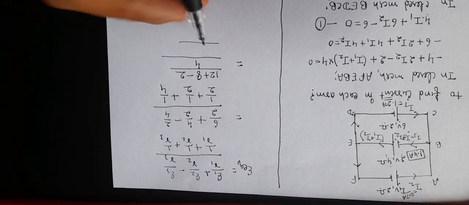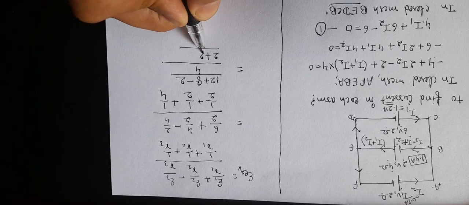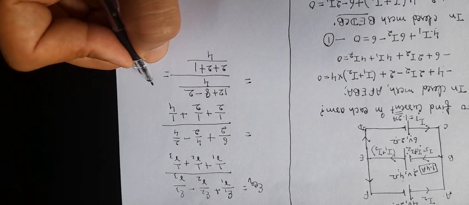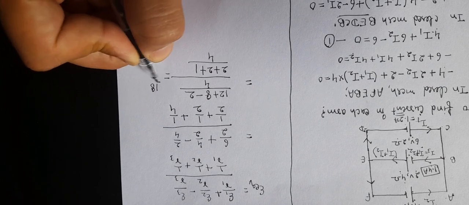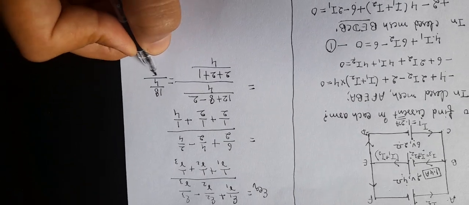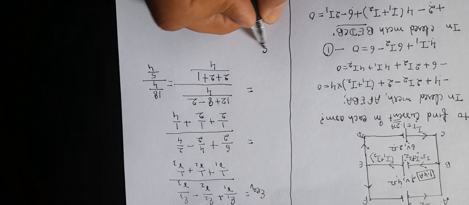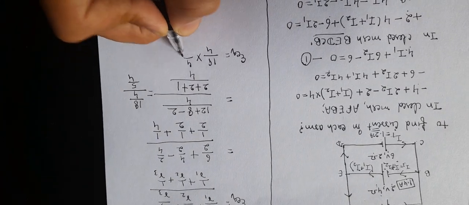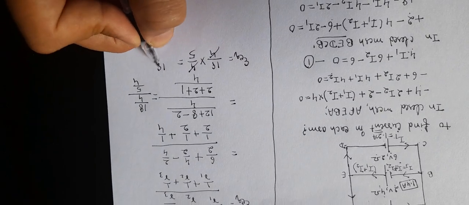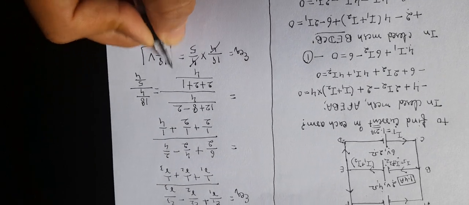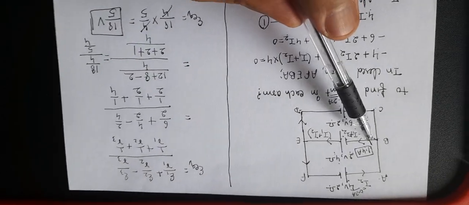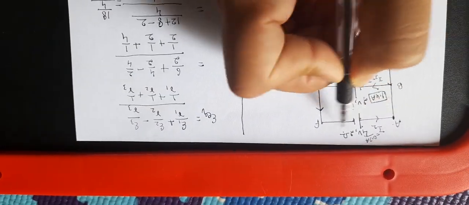So this turns out to be 2 plus 2 plus 1, and this turns out to be 12 plus 8, 20 minus 2 is 18 upon 4, entire divided by 5 upon 4. So epsilon equivalent turns out to be 18 upon 4 into 4 upon 5. So this turns out to be 18 upon 5 volt, which is the potential across each in the parallel combination. Either we are talking about this one, or this one.